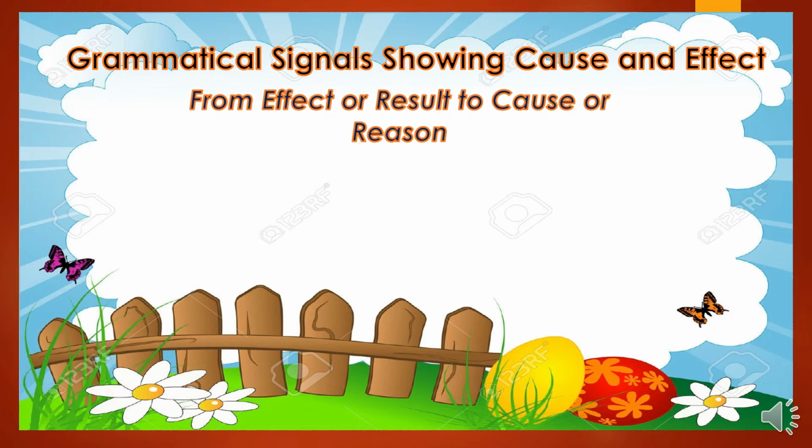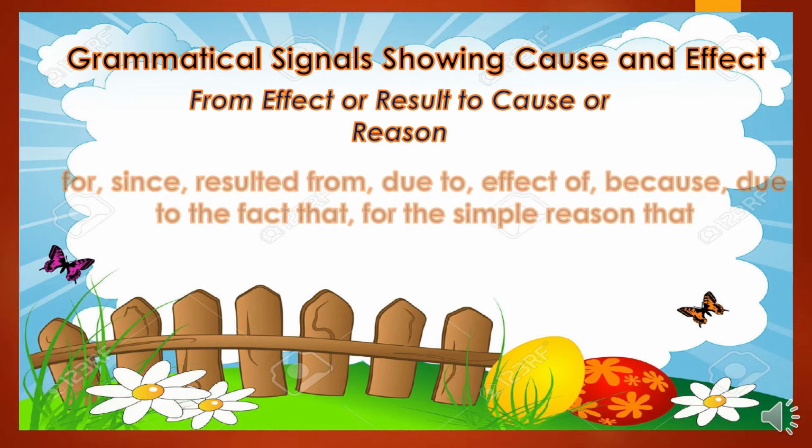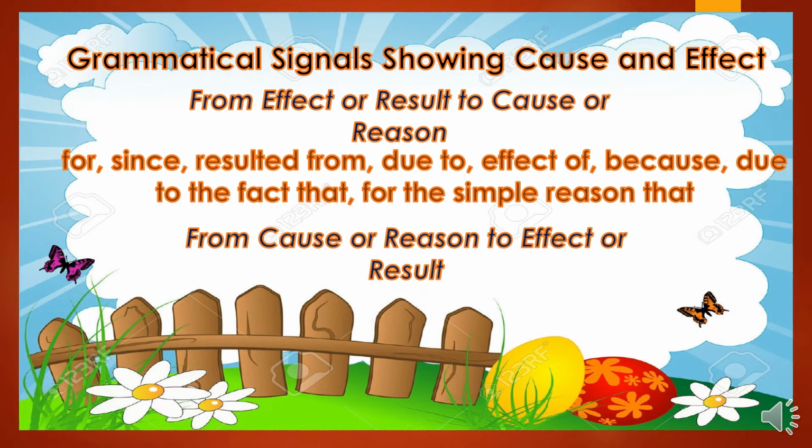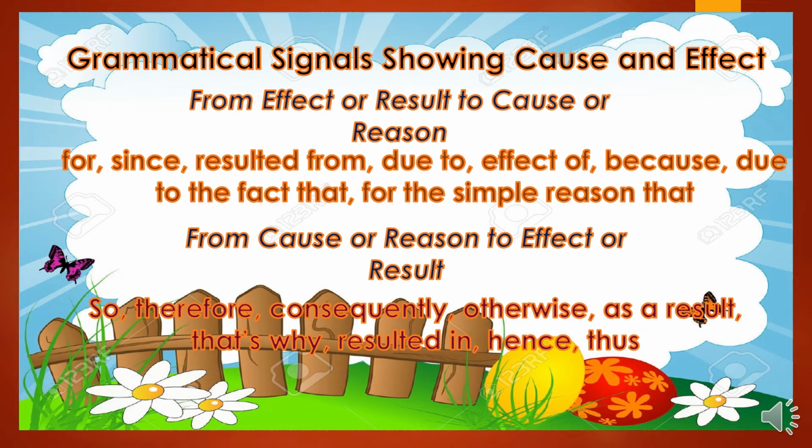From effect or result to cause or reason, we have for, since, resulted from, due to, effect of, because, due to the fact that, for the simple reason that. From cause or reason to effect or result, we have so, therefore, consequently, otherwise, as a result, that's why, resulted in, hence, and thus.